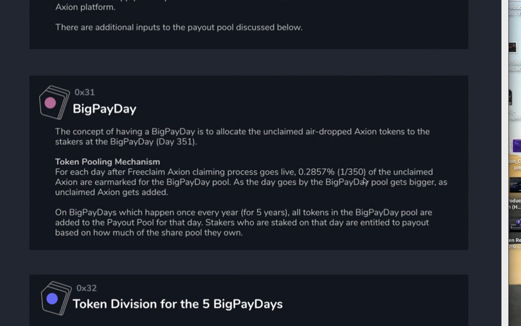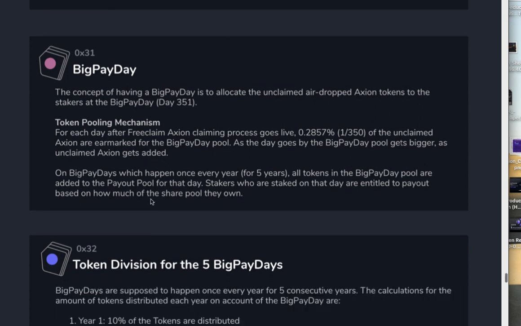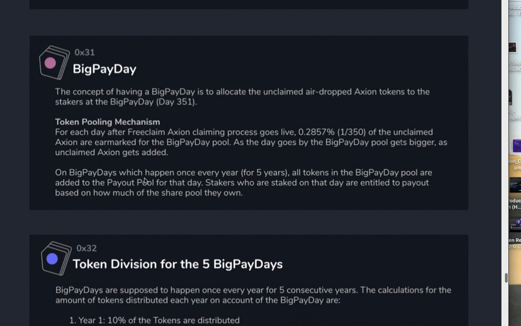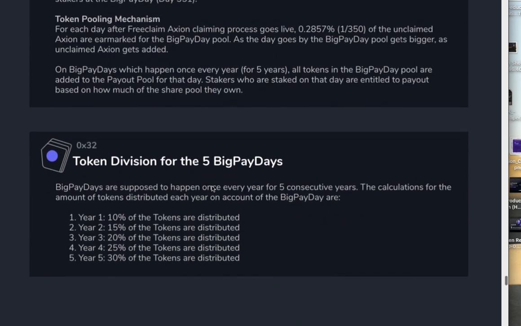0.2857%, 1 divided by 350, of the unclaimed Axion are earmarked for the big payday pool. As the days go by, the big payday pool gets bigger as unclaimed Axion gets added. On big paydays, which happen once every year over a 5-year period, all tokens in the big payday pool are added to the payout pool for that day. Stakers who are staked on that day are entitled to a payout based on how much of the share pool they own. So the earlier and bigger you stake, the more of the share of the pool, the more of the big payday you'll get, basically.